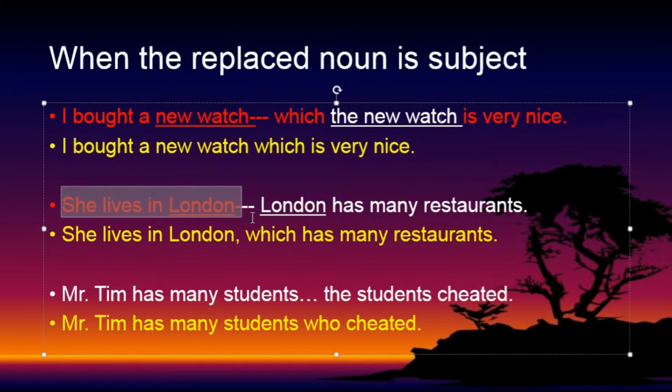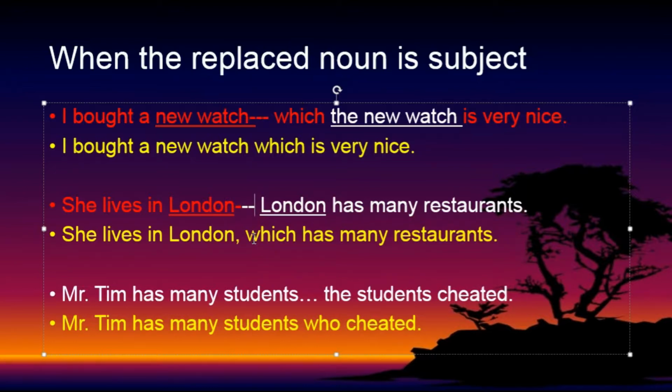And I look at it. Is London a thing or people? Is it people? No, it's a place. So I use which. Then I remove London: which has many restaurants. So, she lives in London, which has many restaurants.